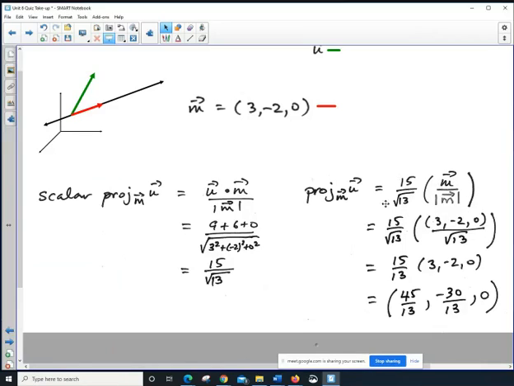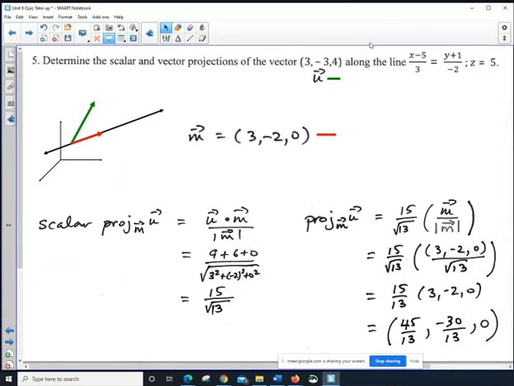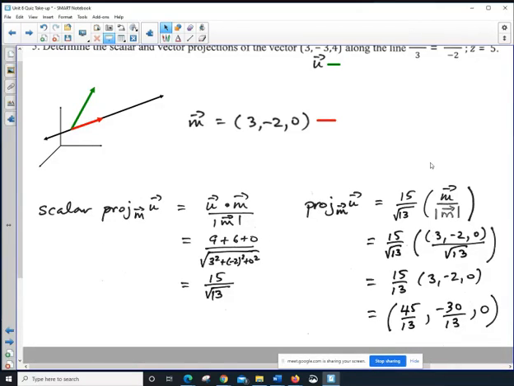So my scalar projection times the unit vector in the direction of m, which of course is just the vector divided by its magnitude. And then it is good form to write out the actual vector as it's written here instead of writing it as a scalar multiple. Again, this one was a bit interesting because of the idea that I had to think of using the direction vector as a representative for the direction of the line. Okay, so any questions on this one here?